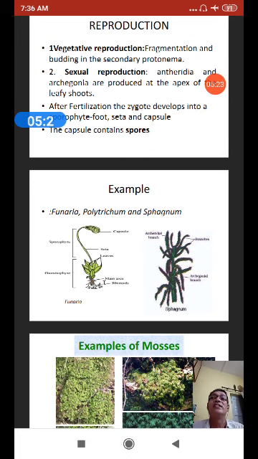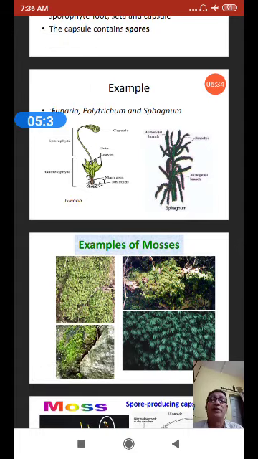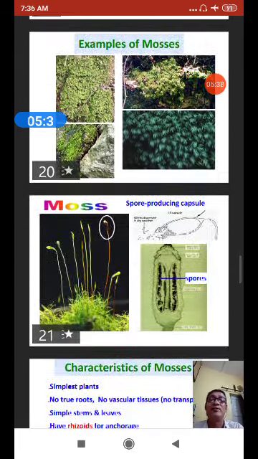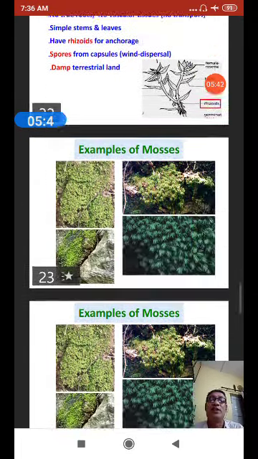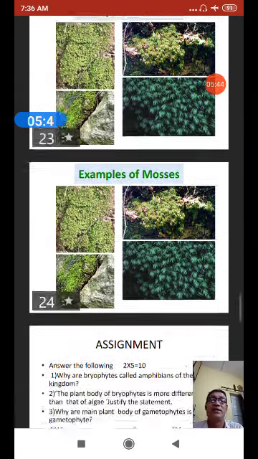After fertilization, the zygote develops into a sporophyte, consisting of foot, seta and capsule, and spores are present within the capsule. Here I have shown you two examples of them. Next I will go to the example pictures of the mosses. You see now the characteristics of the mosses once more, and the example pictures.